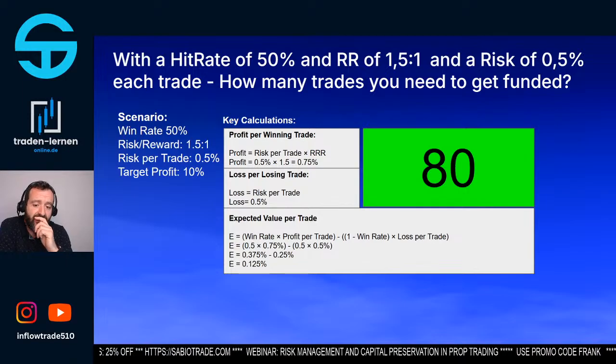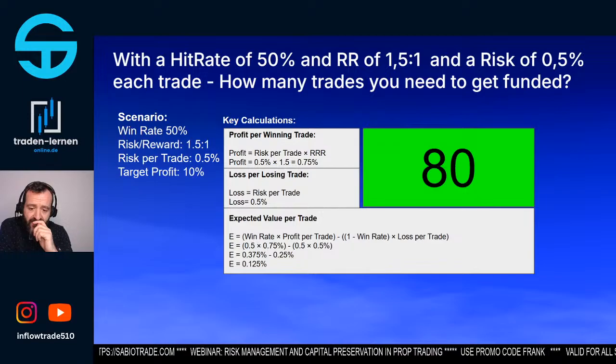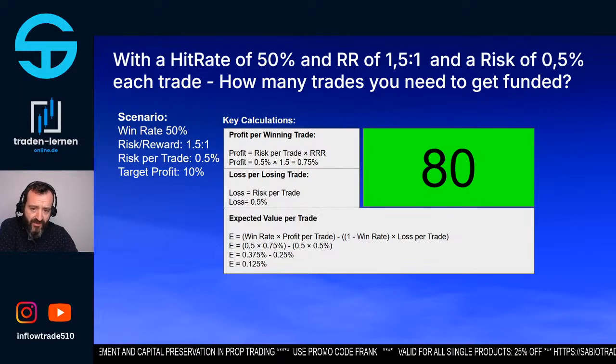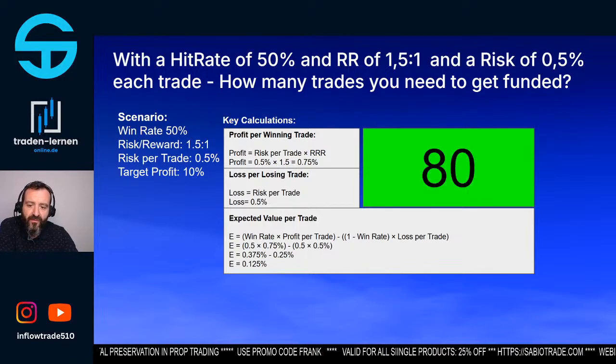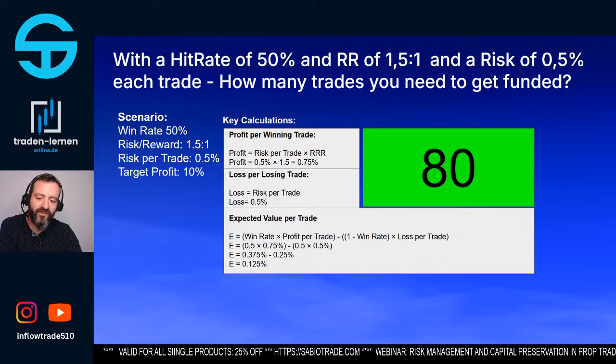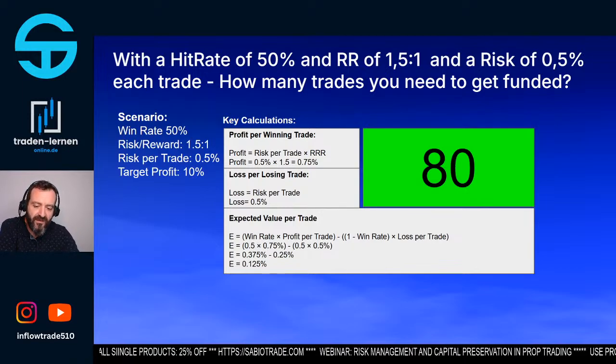Then you need to calculate the expected value per trade. You calculate the expected value per trade by taking your win rate and multiplying it with the profit per trade. The profit per trade we calculated in the first calculation. The win rate is given as 0.5, a 50% hit rate. And then you deduct from this the loss rate, 1 minus the win rate, so 50%, multiplied with the loss per trade. So you have two products in the calculation: 0.5 times 0.75 minus 0.5 times 0.5. So you get an expected value of 0.125% for each trade.